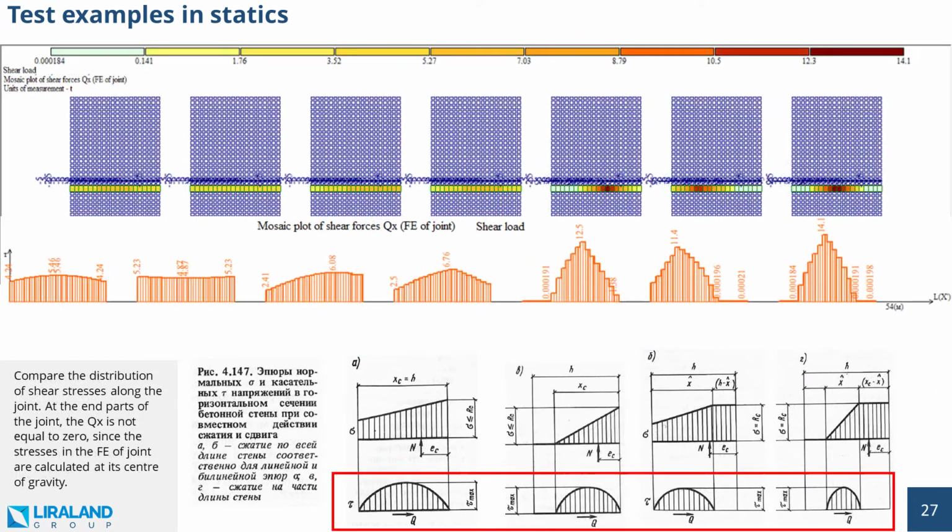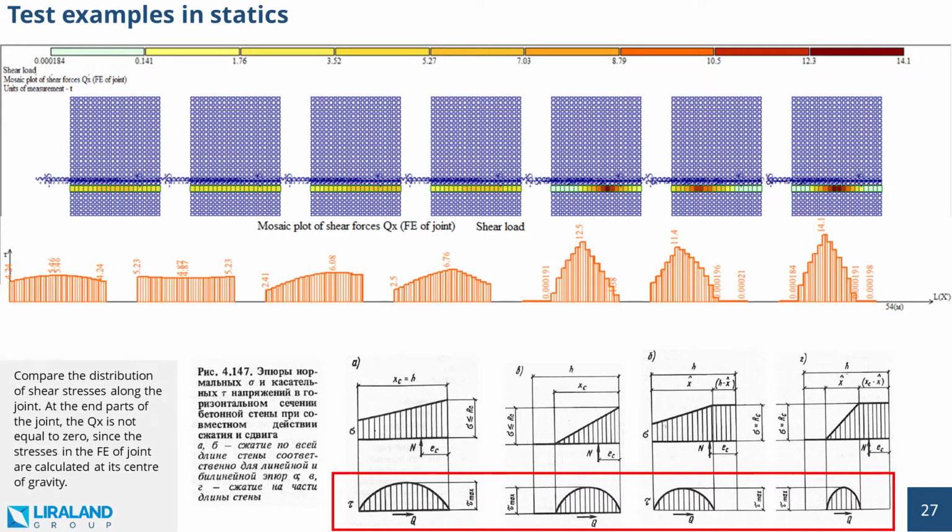Let's compare the distribution of shear stresses along the joint. At the end parts of the joint, the Qx is not equal to 0, since the stresses in the FE of joint are calculated at its center of gravity. Here you see the distribution of shear stresses in horizontal joints, and if you compare it with the standard one mentioned in the book, then they converge well. For example, in the rightmost joint, shear stresses arise only in the part of the joint that is not tensioned or compressed to the ultimate value.